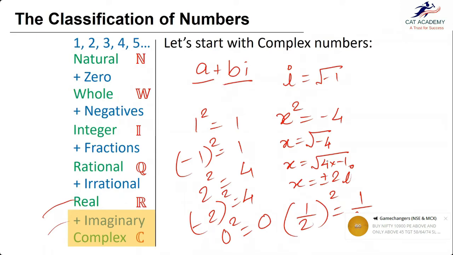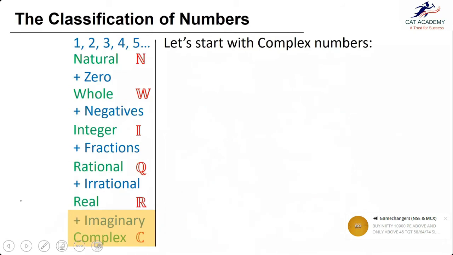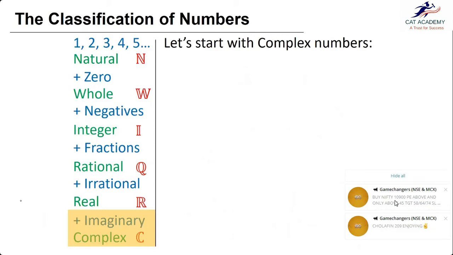Suryank, I couldn't understand exactly what you want to say. So what I got to know from here is iota is equal to under root minus 1. So if iota is equal to under root minus 1, can you tell me what will be iota square?